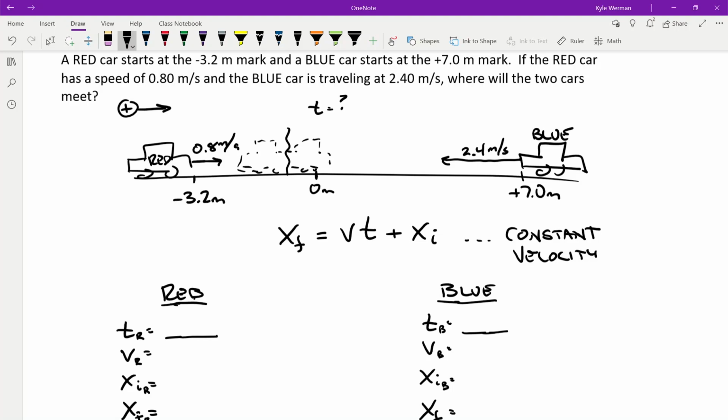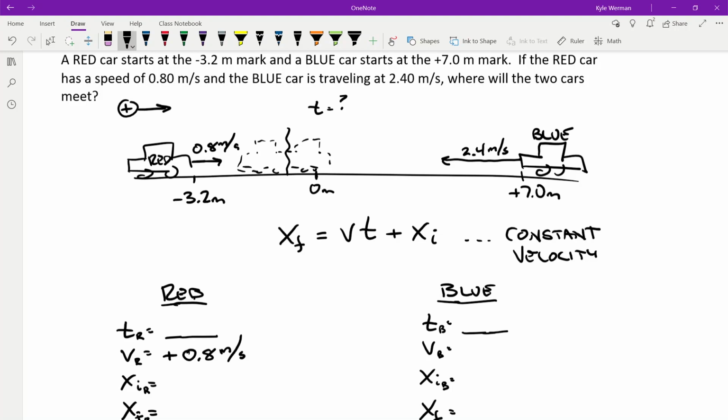The velocity of the red car. Well, they give you a speed of 0.8 meters per second. But remember, velocity has direction. We're calling to the right positive, and we drew the arrow to the right. So it's important that we put the positive 0.8 meters per second. We will always put the sign with the velocity, just to be sure.